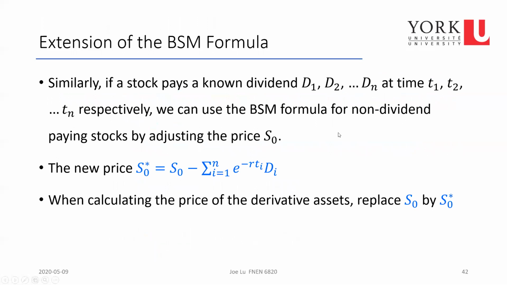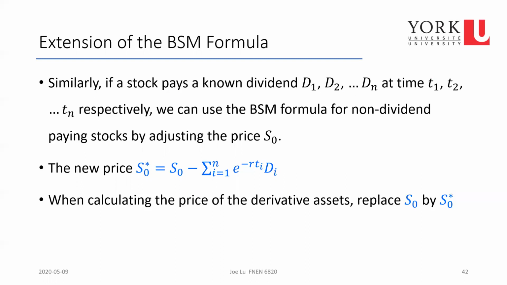Now, what if the stock is not paying dividend with a continuous dividend rate? That is basically a more idealized way of modeling something. In reality, a stock will pay out dividends periodically for a particular amount. Then you really have D1, D2, and so on, all the way to Dn, if you have n dividend payments prior to maturity of the option.